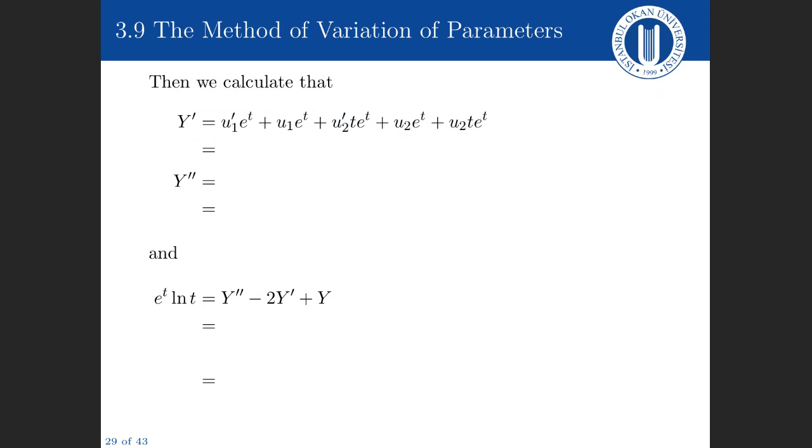So, next we need to differentiate Y twice. Y prime, Y double prime, and then I'm going to put them into the differential equation to find another condition for u1 and u2.